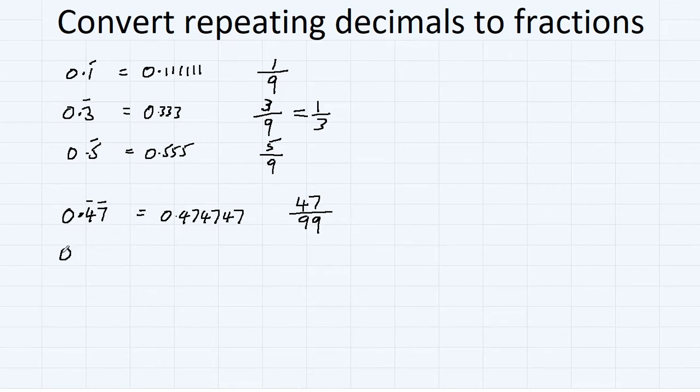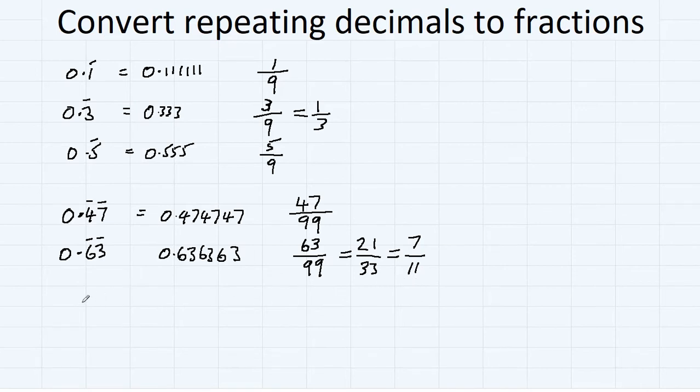What about this one? 0.63, where the 6 and 3 are recurring. This is 0.636363, etc. So this becomes 63 over 99, which equals, dividing the top and bottom by 3, this becomes 21 over 33. And in fact, we can divide the top and bottom by 3 again, and we get 7 over 11.